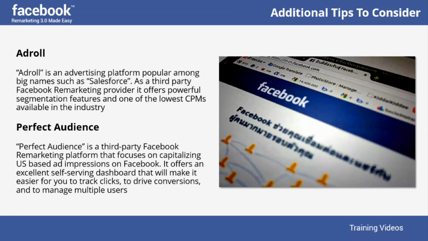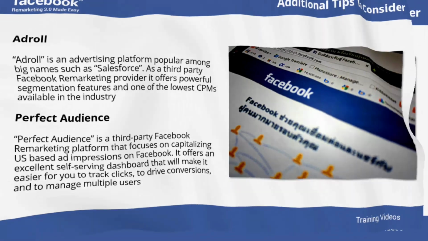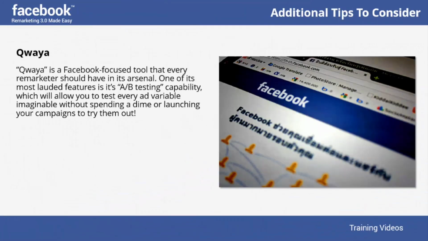It offers an excellent self-serving dashboard that will make it easier for you to track clicks, drive conversions, and to manage multiple users. Quaya. Quaya is a Facebook-focused tool that every remarketer should have in its arsenal. One of its most lauded features is its A/B testing capability, which will allow you to test every ad variable imaginable without spending a dime or launching your campaigns to try them out.